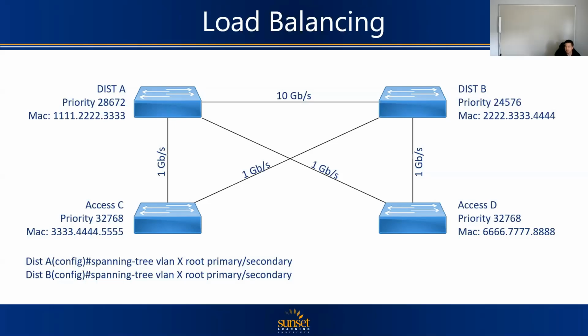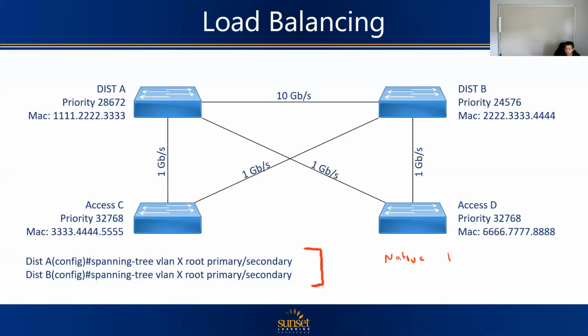Correct. And let me talk about that here too, because realistically, if you're going to be changing the root priorities and changing the load balancing scenario, you're going to be using these commands here to set the priorities. There's a couple of different ways you can go about doing this. One way, using your native VLAN example, let's just assume native VLAN 1, because that's the default.